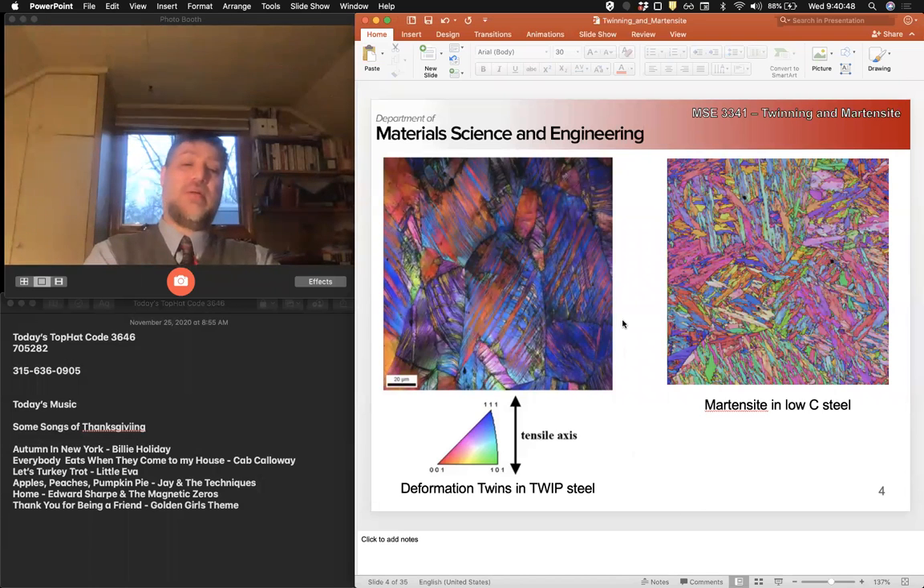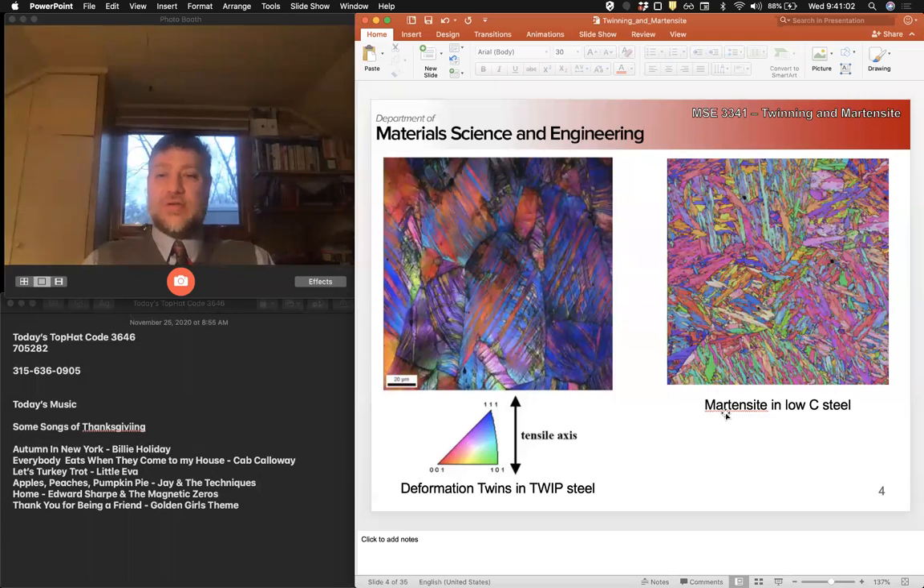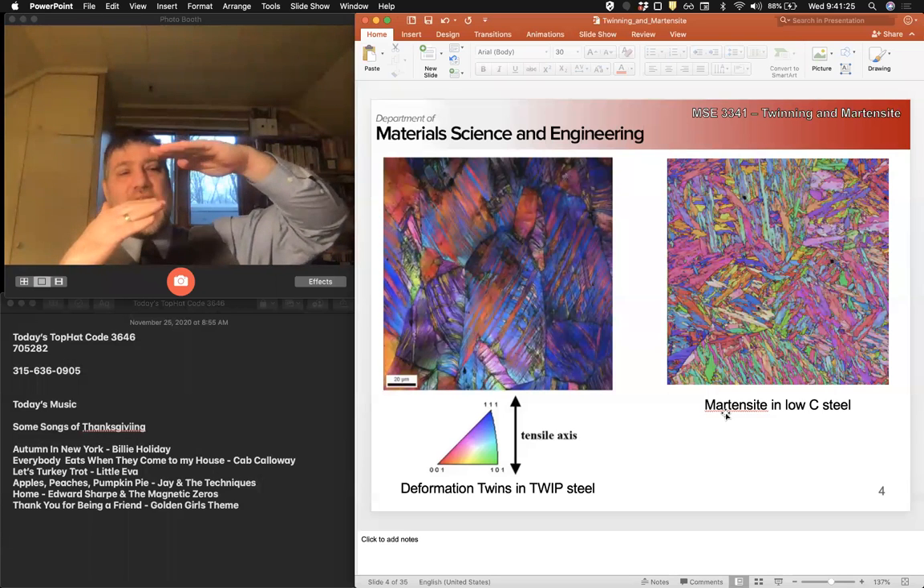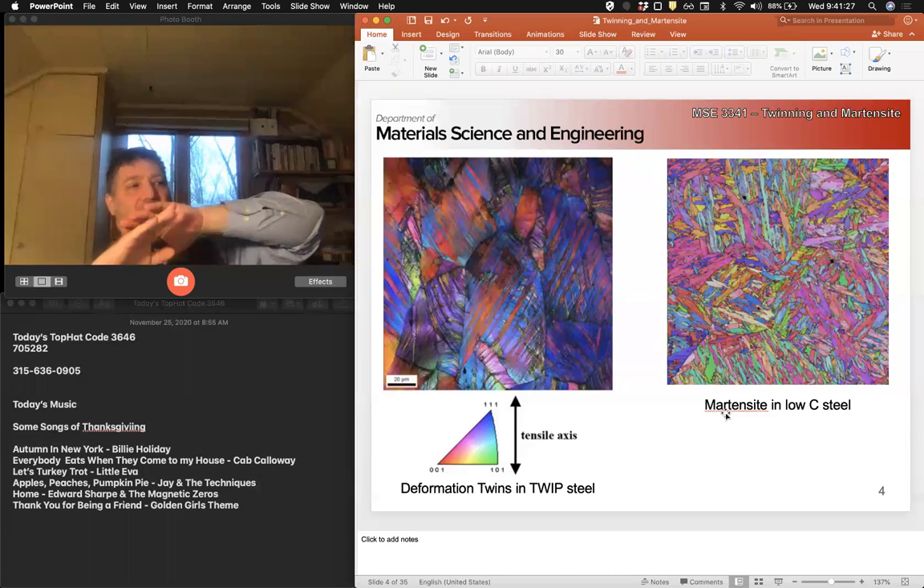Zirconium oxide is a very important technological material because it is the primary thermal barrier coating that's used in turbine engines, right? The blades are coated with a thin layer of zirconia because it has a very low thermal conductivity. So if we have active air cooling in our blades, we can have very high temperatures on the outside, and the thermal barrier coating acts as a layer of insulation, right?